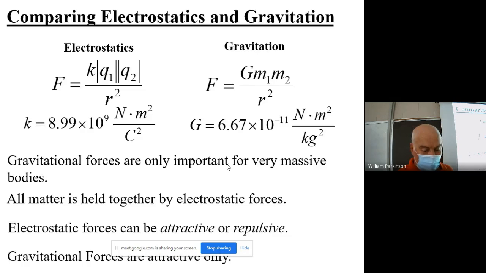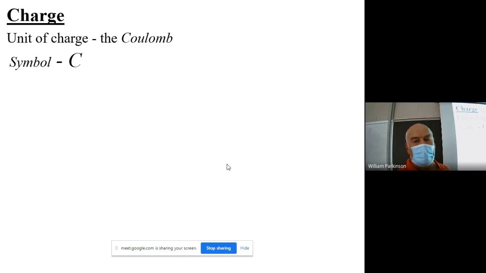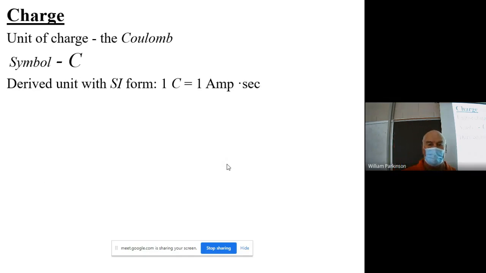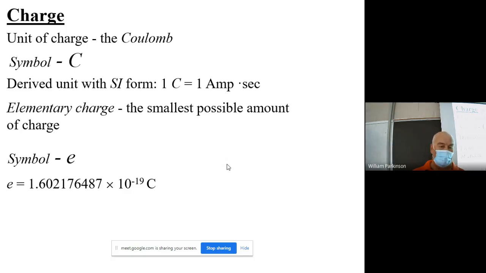Gravity can only be attractive. Electric things can be attractive or repulsive. So we talked a little bit about the unit of charge before. We talked about it being derived from the SI units in a weird way. That's really not so important to us. Mostly what we said is that the electron has the elementary charge. Here's the charge, and I've shown you this number before. This is the charge on a single electron.